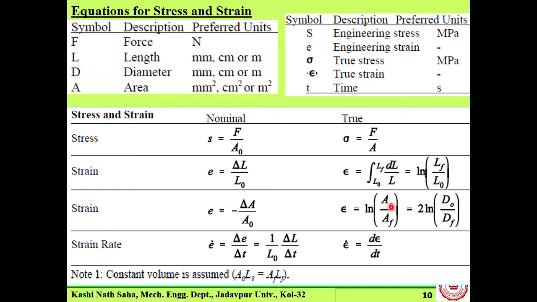Similarly, this A0 by Af is equal to D0 squared by Df squared, because area is pi into D0 squared, and this is pi into Df squared. Pi cancels, so we get the square here. This is what we get from diameter. Okay, so this part is clear, right?